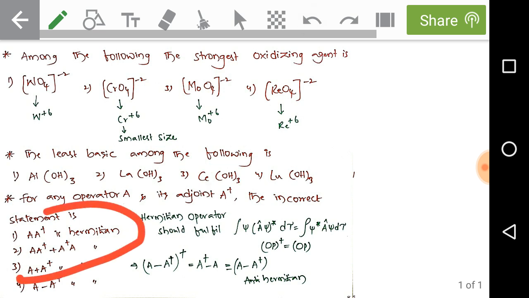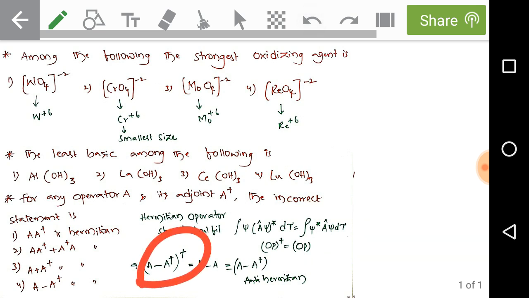So the first three relations are Hermitian, whereas the fourth one is anti-Hermitian, because a Hermitian operator should follow this relation, whereas if you look at the fourth one, by just taking its adjoint, it produces anti-Hermitian. So that's why the fourth option is the correct one for the given problem.